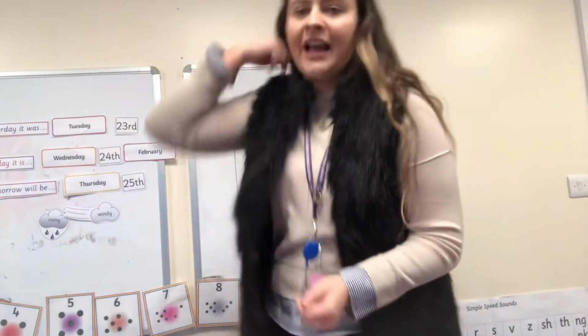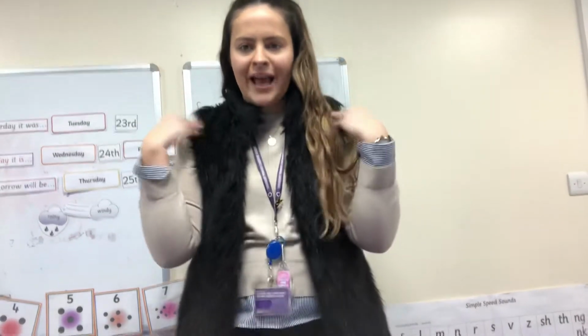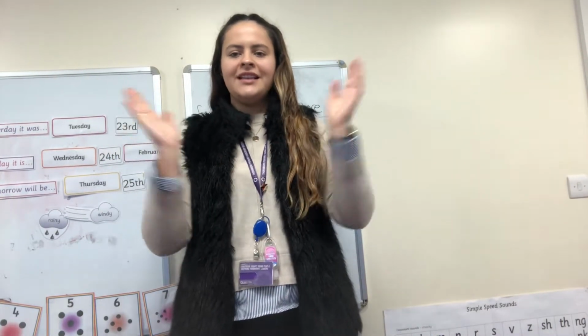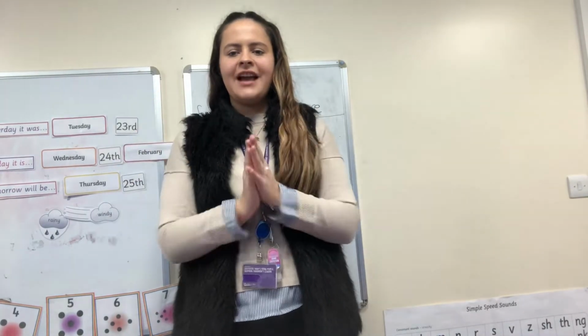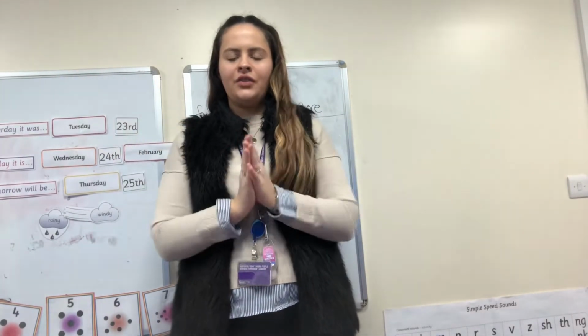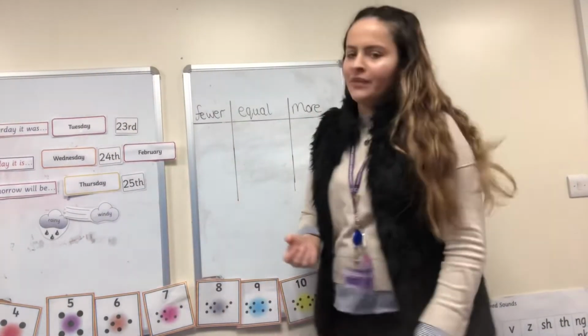So to get us started, we're just going to do a little bit of counting just to make sure we're remembering all our numbers, okay? So let's do claps and taps on the shoulders, okay? Are we ready? 1, 2, 3, 4, 5, 6, 7, 8, 9, 10. Well done. Now let's go backwards, okay? 10, 9, 8, 7, 6, 5, 4, 3, 2, 1, 0. Well done. Super.